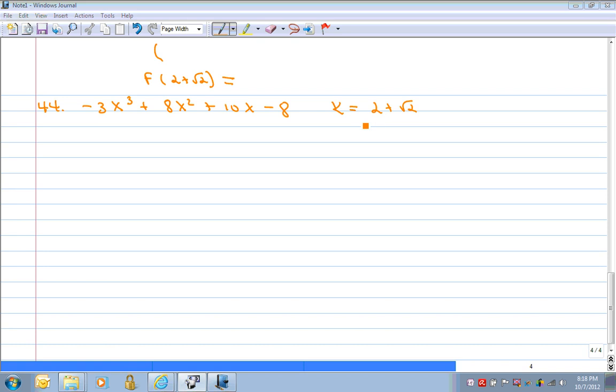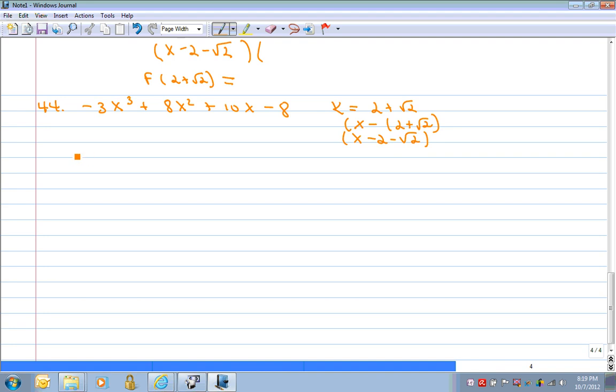So if this is a factor and this is an x value, then it would be x minus parentheses 2 plus the square root of 2. And if we simplified, you would get x minus 2 minus the square root of 2. That would be our first factor. So I'm going to come up here at the top where we're writing our answer and write that. So x minus 2 minus the square root of 2. That's our first factor. Now we're going to find the other one by synthetic division.